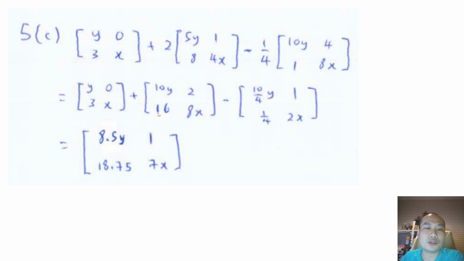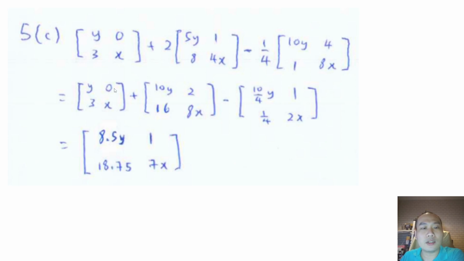We have 10y, 2, 16, 8, 8x over here. Over here the quarter will go in, so 10 over 4, 1, 1/4, 2. So there are fractions. Don't panic, we know what to do with fractions. You know how to use the calculator, so just type in the fractions accordingly. So down here will be 1y plus 10y, so 11y, minus 10 over 4y, so we have 8.5y.